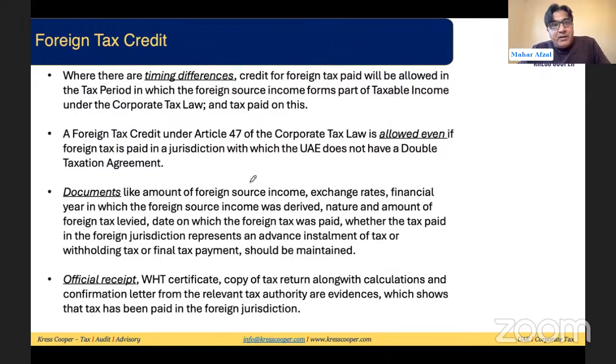This clause we have already discussed. Even if the double tax treaty doesn't exist, still you can claim the foreign tax credit. You need to maintain documents like source income, exchange rate, all these documents. Official receipt that you have paid the tax outside the UAE, the withholding tax certificate, copy of the returns, confirmation letter from the relevant tax authority. It shows that you have paid the foreign tax.